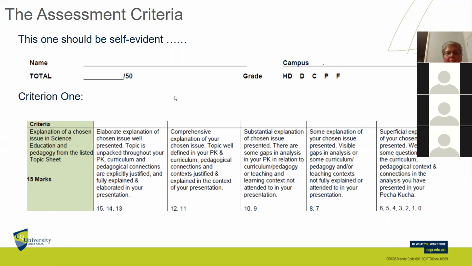Let's have a look at the criteria. Now, your Pecha Kucha is 20 by 20, so it's 20 slides at 20 seconds. I should really correct that right now and say it's 20 by 17. I really want to say that, because by the time you try to save your slide in PowerPoint, there is a slide transition period.